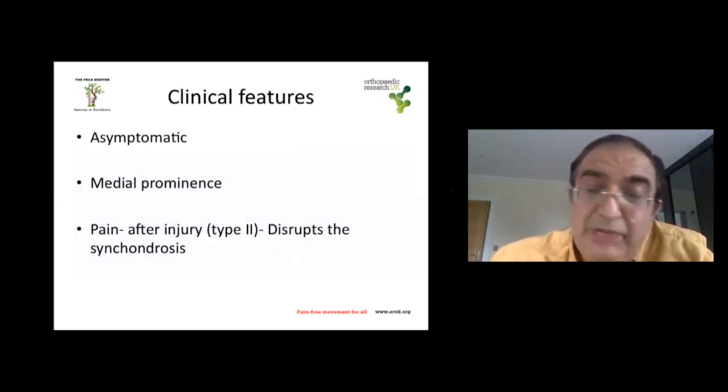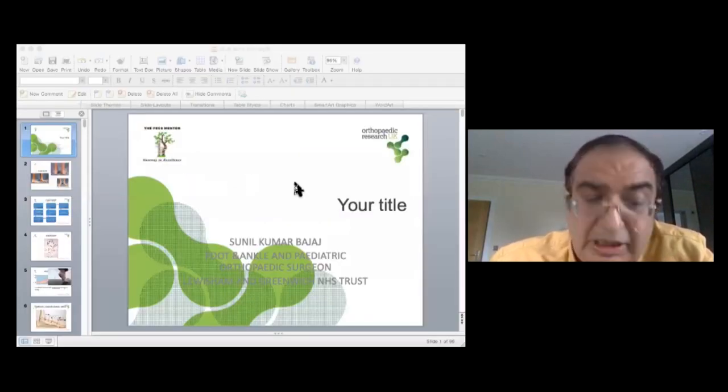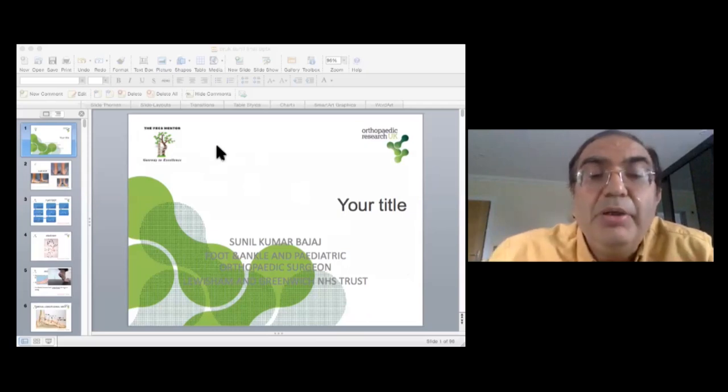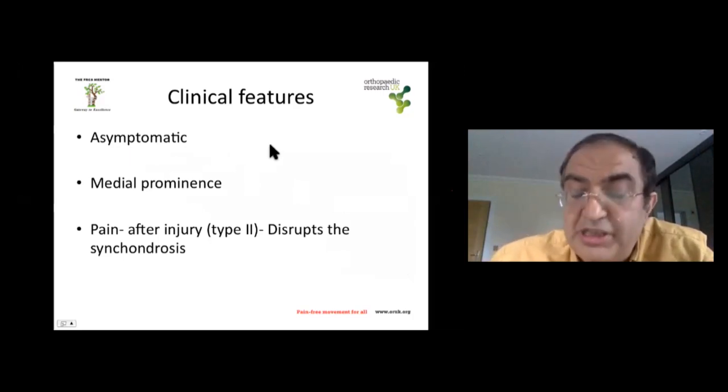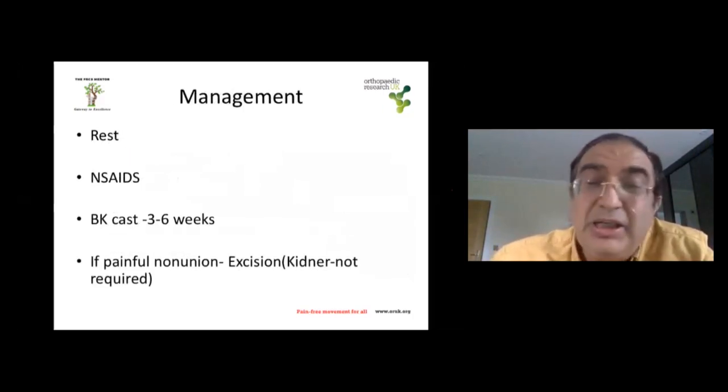So most of the time, if they're asymptomatic, you don't need to do anything at all. But obviously, if there is an injury, then there is a pull on the synchondrosis, so they can get symptomatic. And if they're symptomatic, again, it's conservative.